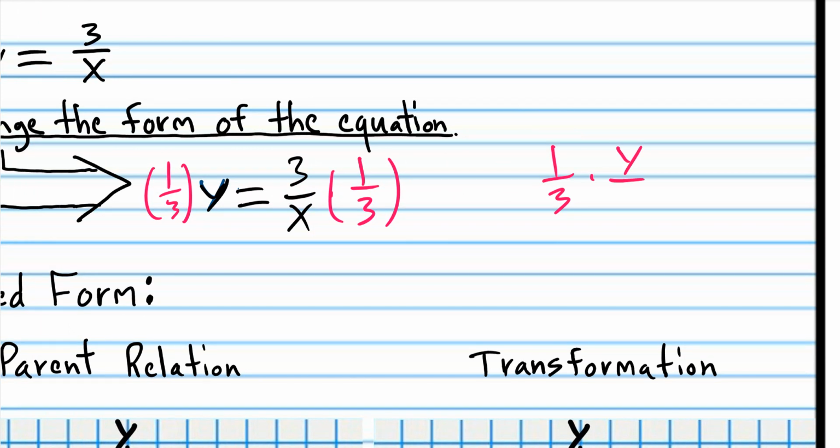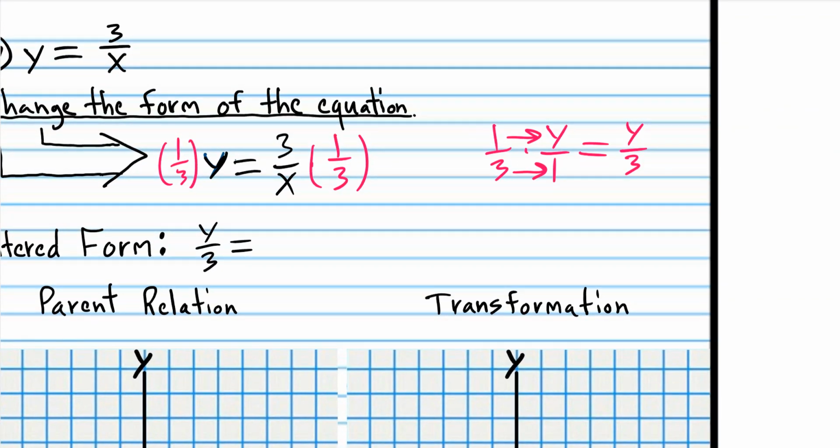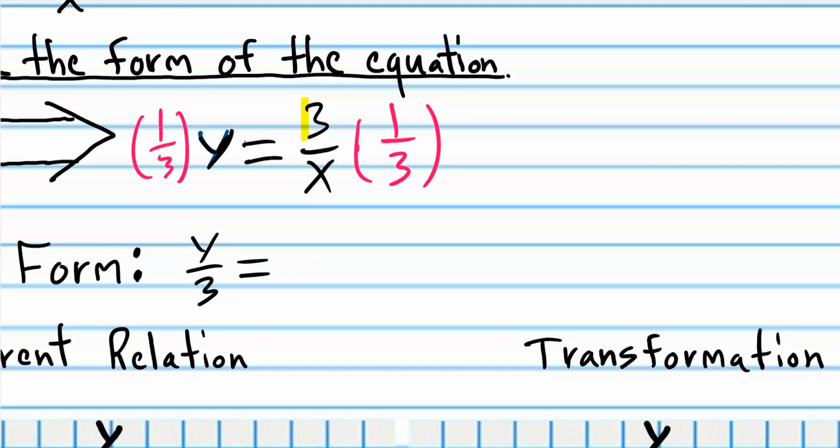So when you multiply y by 1/3, you can write y as y over 1, and now we're multiplying fractions. When you multiply fractions, you just multiply the numerators. 1 times y is y, and the denominators. 3 times 1 is 3. So on the left side of the equation, we get y over 3. On the right side of the equation, again, we're multiplying fractions, so we just multiply 3 times 1, and we get 3. And 3 times x is 3x.